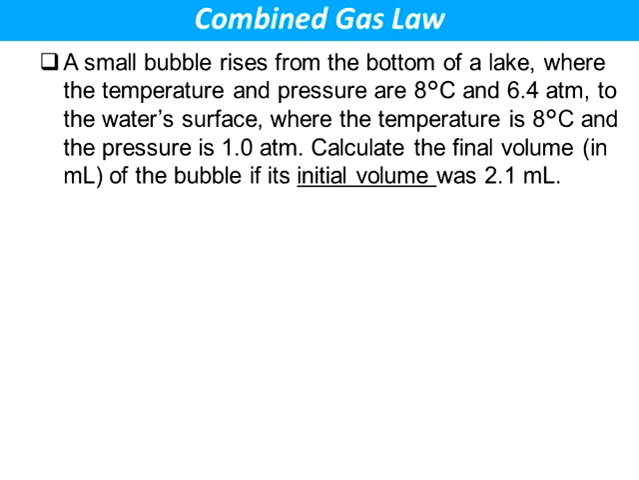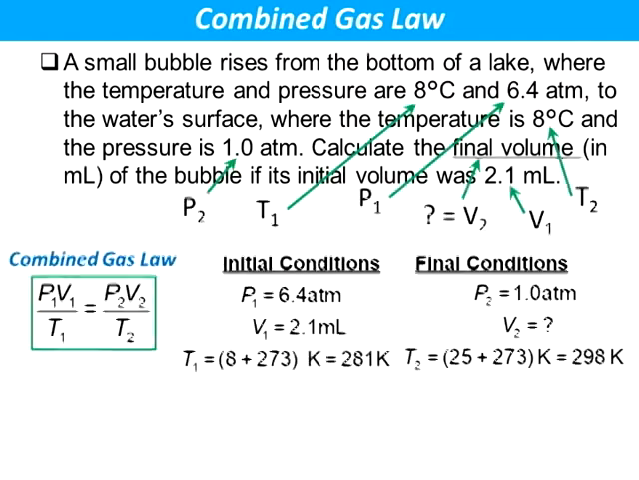Let's consider the next problem. A small bubble rises from the bottom of a lake where the temperature and pressure are 8 degrees C and 6.4 atmosphere to the water surface where the temperature is 8 degrees C and the pressure is 1.0 atmosphere. Calculate the final volume in mils of the bubble if its initial volume was 2.1 mils.